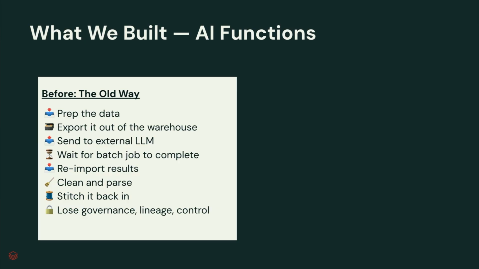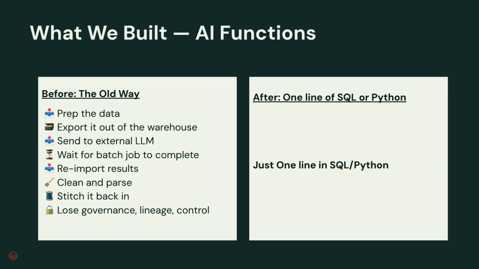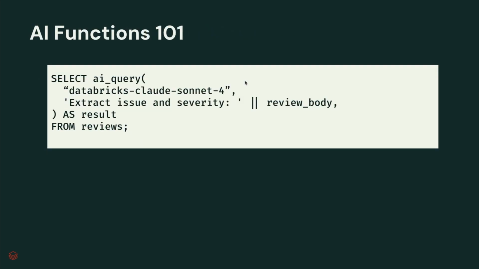Prep your data, export it, ingest it back. Now, I want you to look at the right side. With Databricks AI functions, you can replace all of this with just one line of SQL or Python. And this is how it looks. You call AI query, you pick your model, you write your prompt, and then you can point it to your data. That's all you have to do.